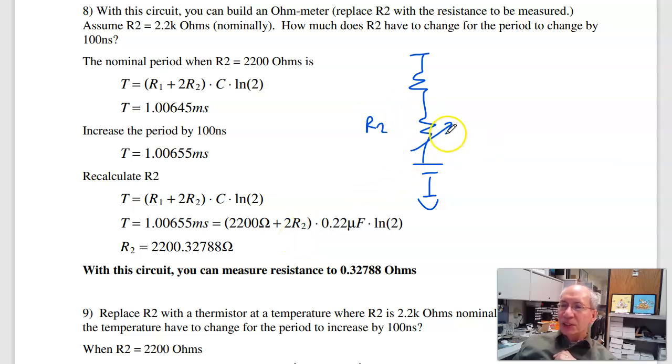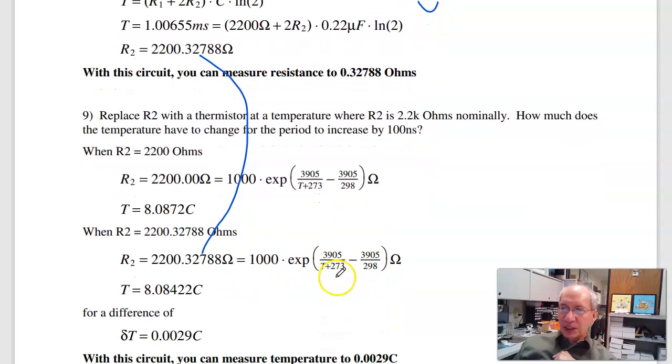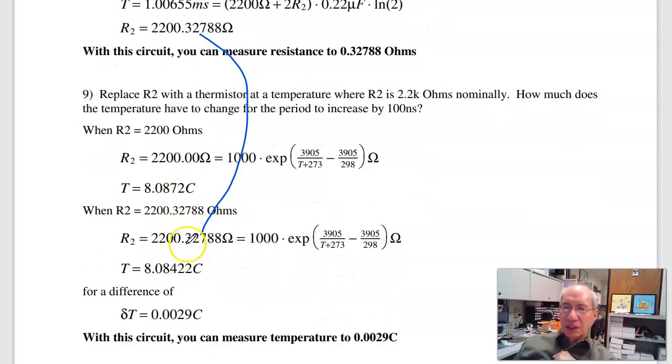If I make this resistor a thermistor, their resistance is a function of temperature. Nominally, the temperature is 8.08 degrees when I'm at 2200 ohms. If I plug in this for R, the smallest change in R I can see, solve for T. The difference is the smallest change in temperature I can see. I can now measure temperature to 0.0029 degrees Celsius. Really accurately. So that's homework set number 1.